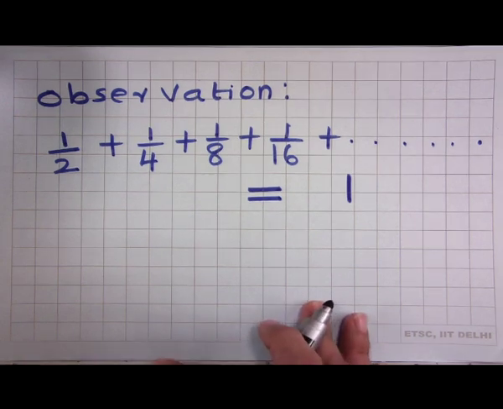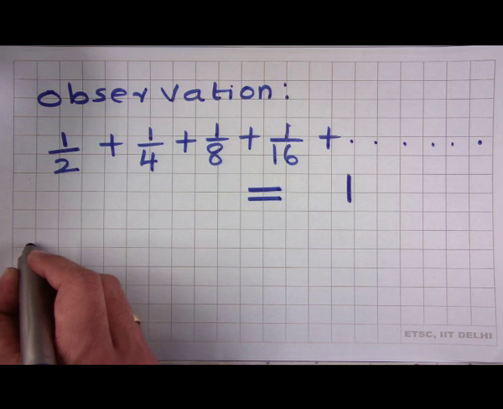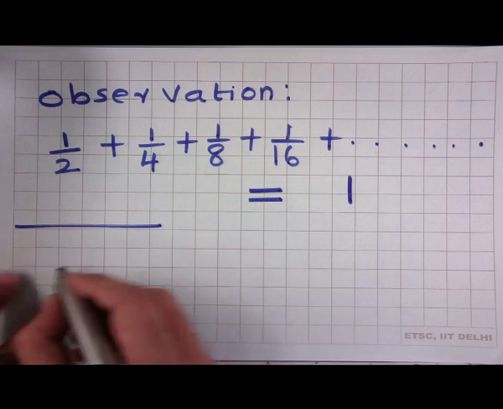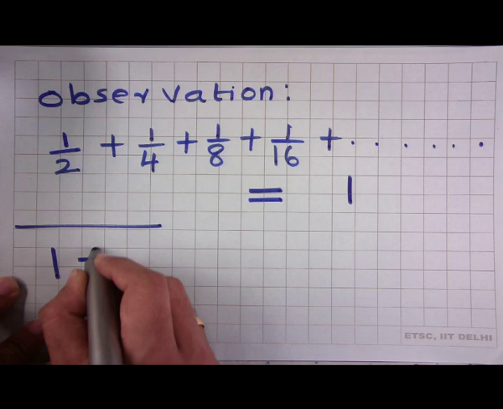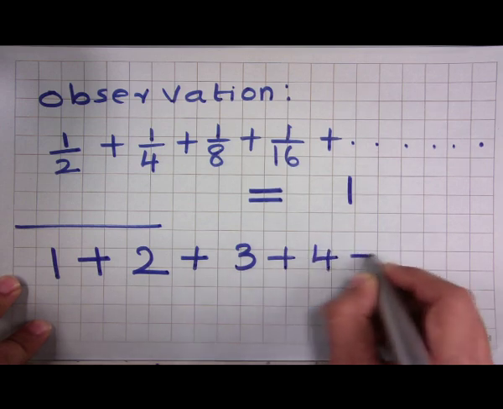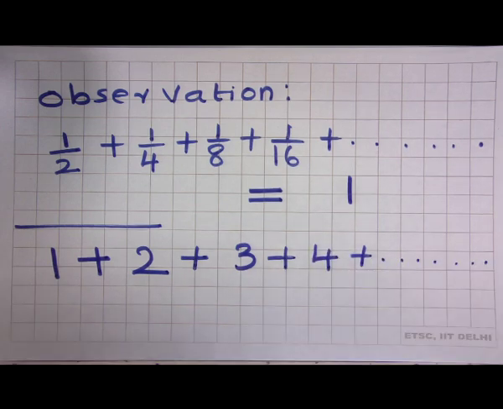Let us proceed with another example where we are interested to find this infinite sum: 1 plus 2 plus 3 plus 4 plus etc. It's very clear that as and when we add more and more terms, the result increases.